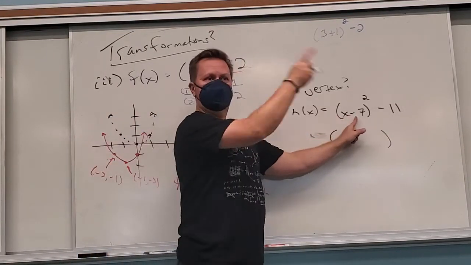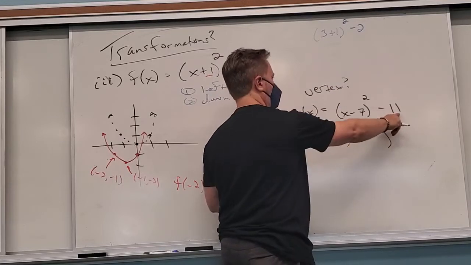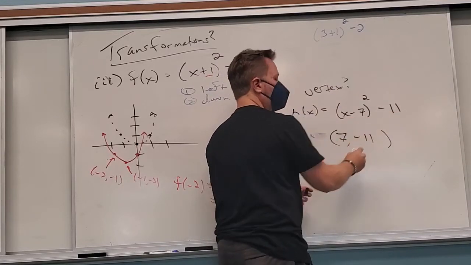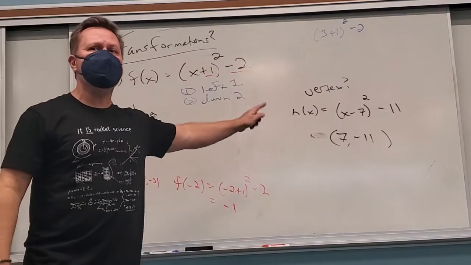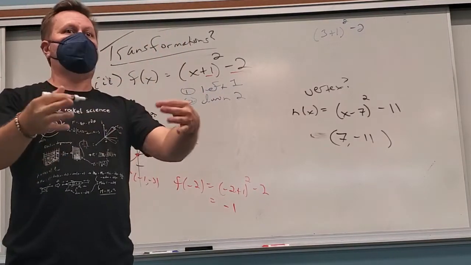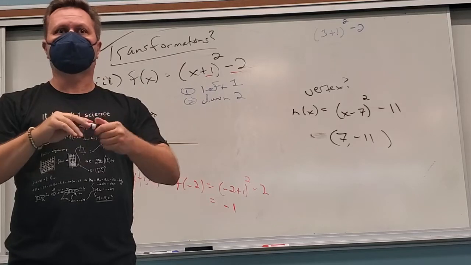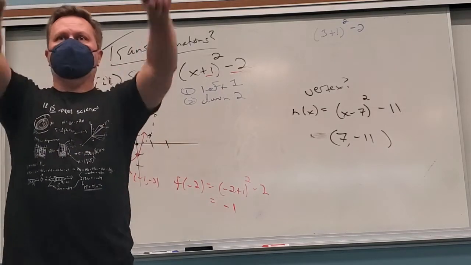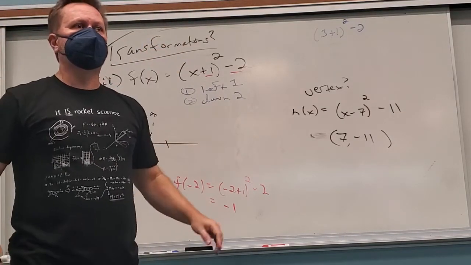It would shift 7, right? So 7, and then we go down 11. Isn't that crazy? So if it's in that form, I can see the vertex. And isn't the vertex basically the most important point on a parabola? If I know where that is, I can figure out the other side easily.